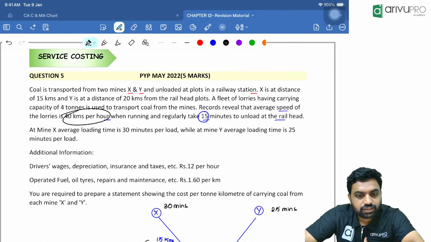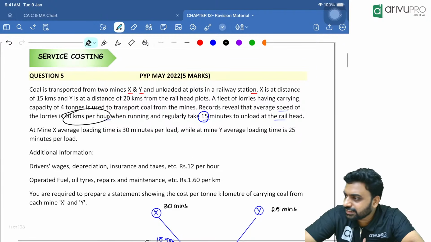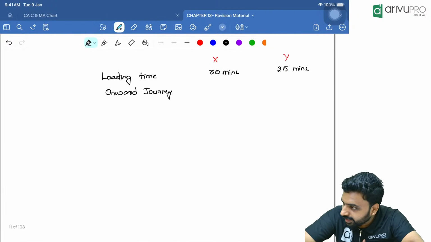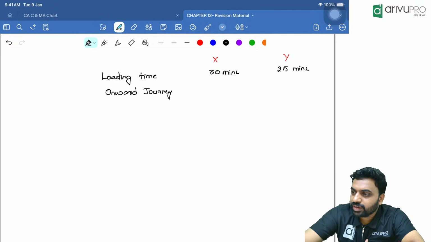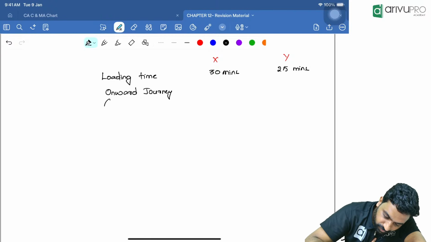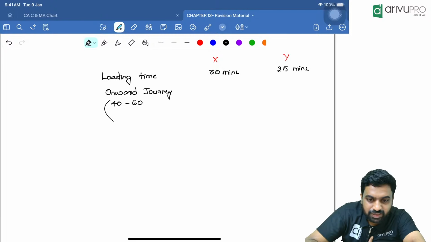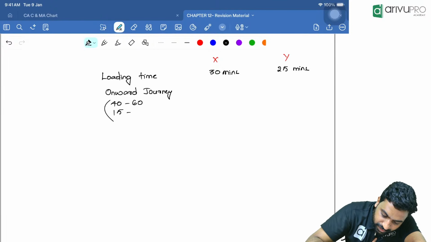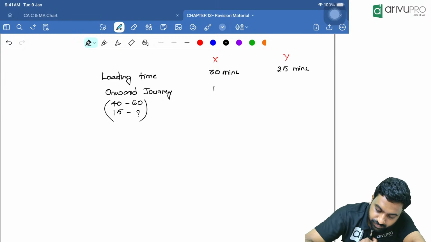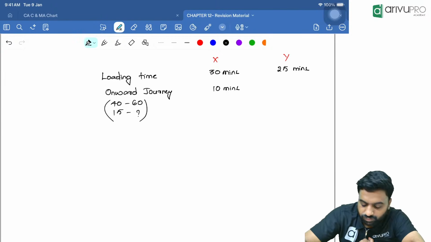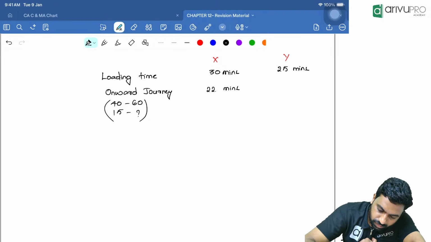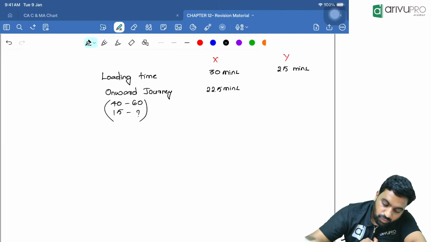What do you mean by that? With the same speed, the lorry can cover 40 kilometers in 60 minutes. So, to cover 40 kilometers, we need 60 minutes. We are covering 15 kilometers. How much do we need? Check once again. 22.5 minutes.